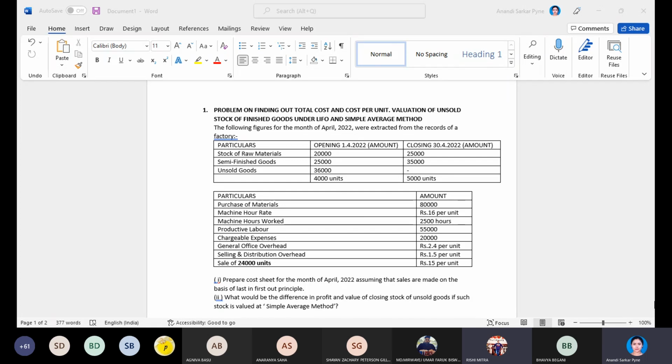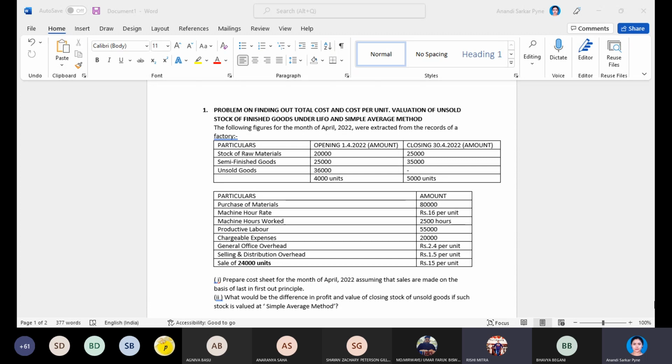You know what we do in simple average? 9.6 plus 9 divided by 2. Whatever will be the rate, we will multiply that with 5,000. Why 5,000? 4,000 plus 1,000. The calculation we have done in workings 2. So 5,000 multiplied by 9.6 plus 9 divided by 2. Whatever will be the cost of unit, we will multiply that with 5,000.